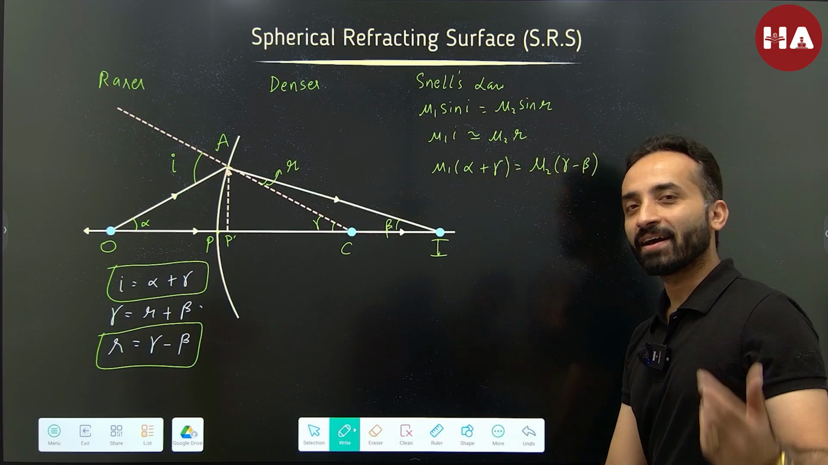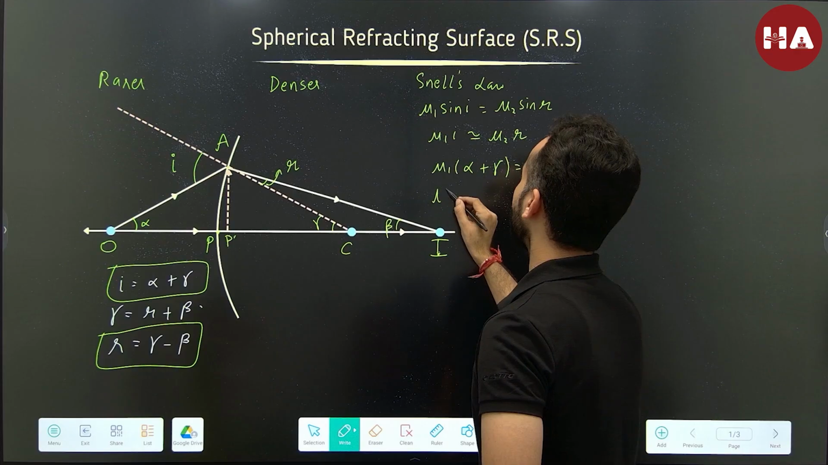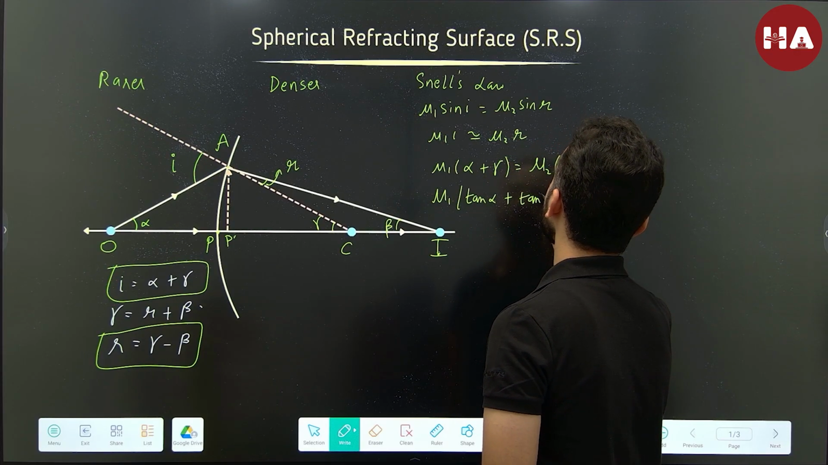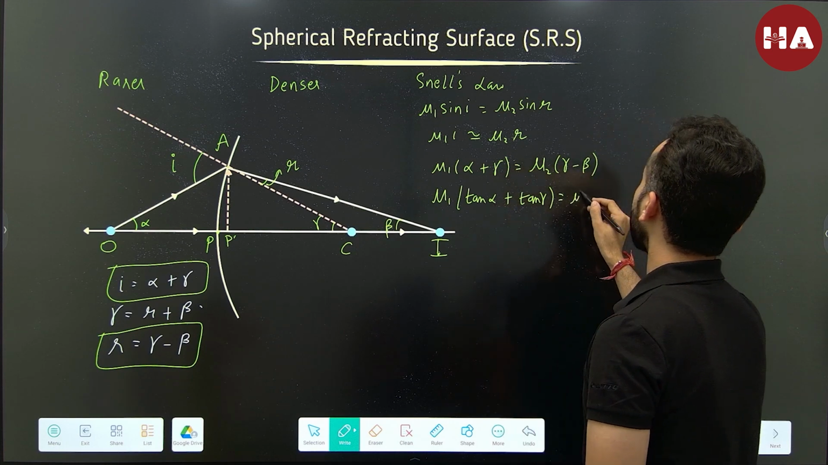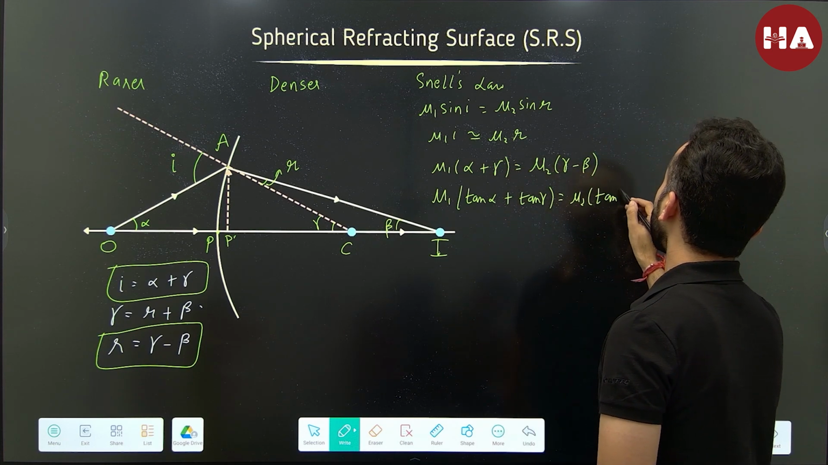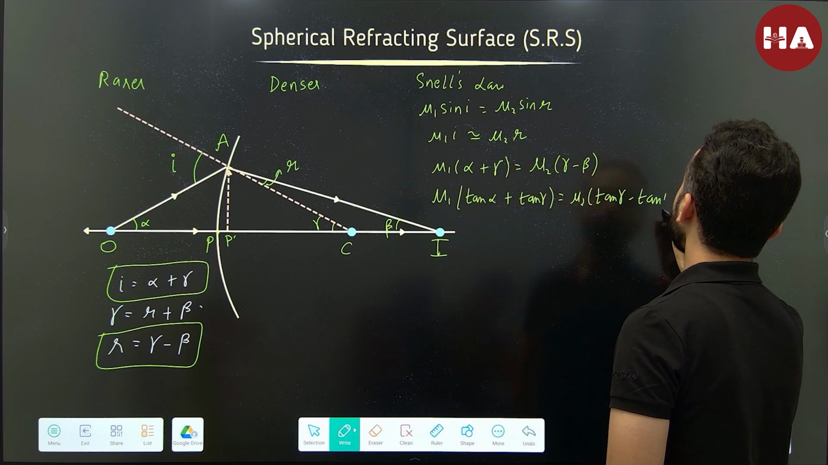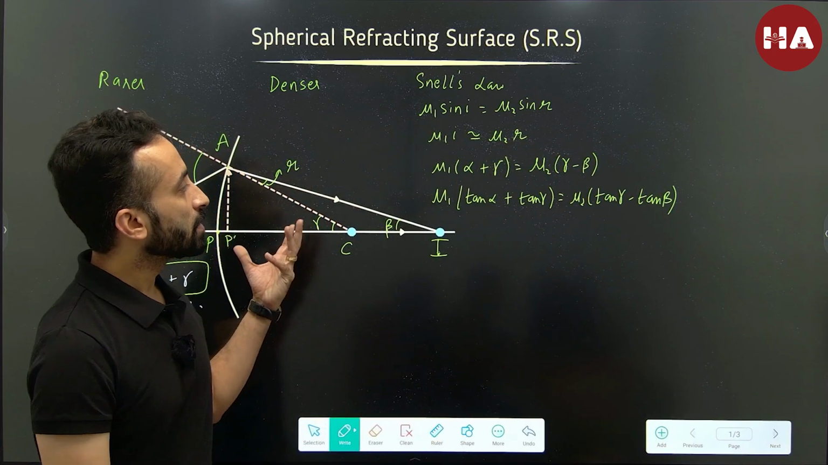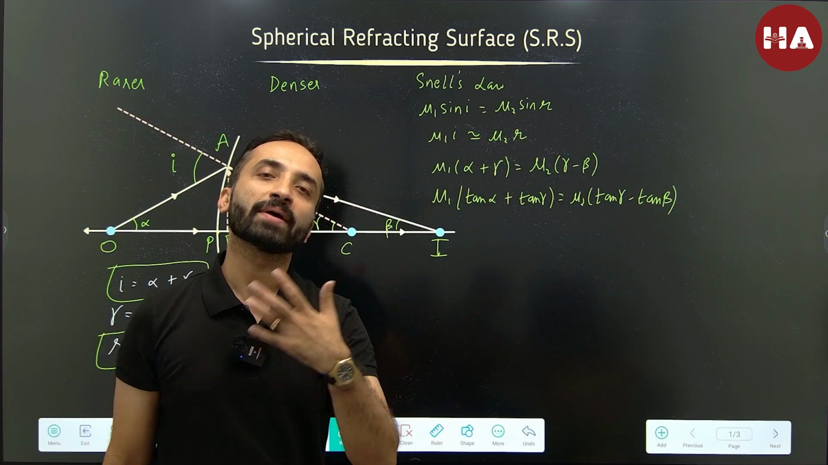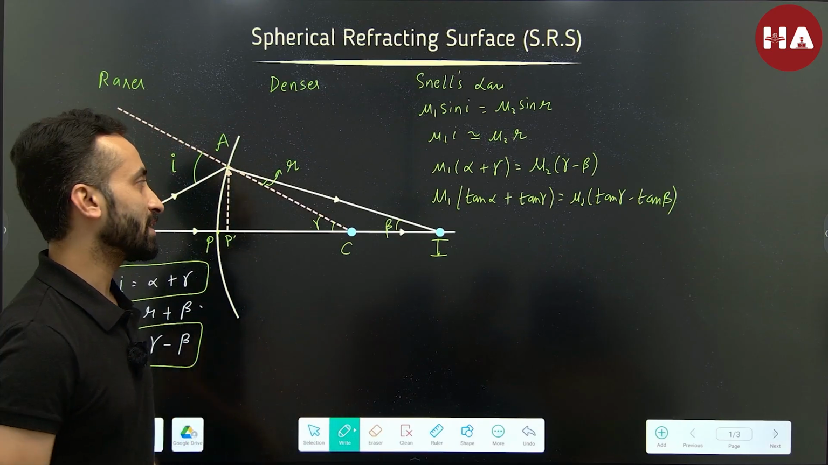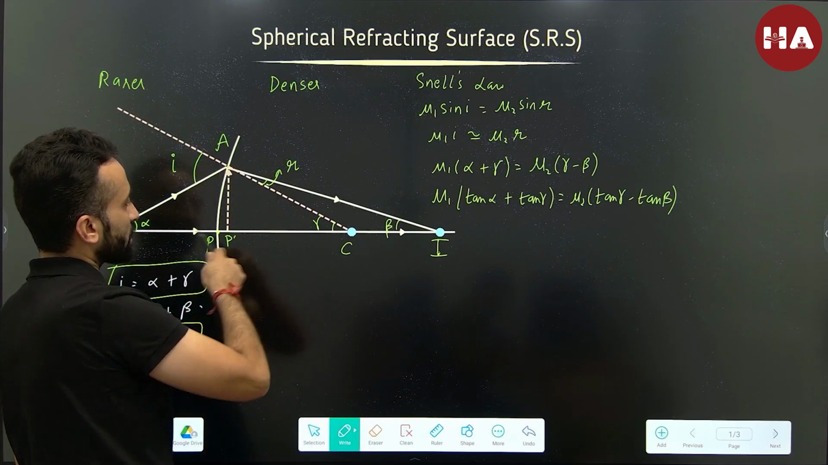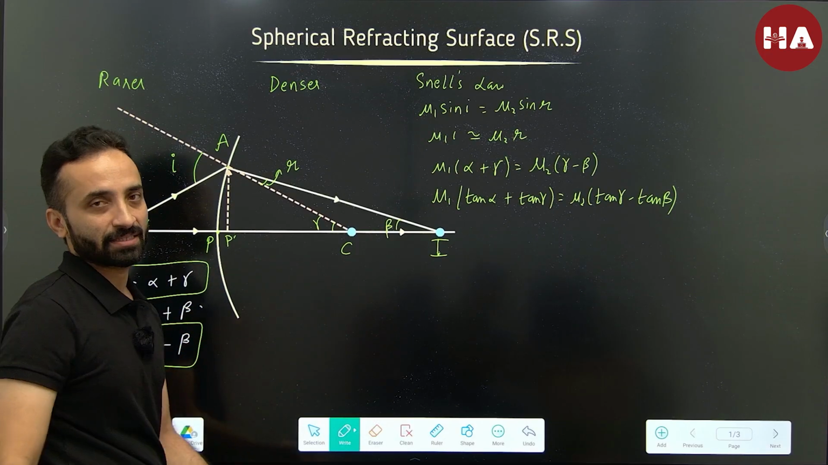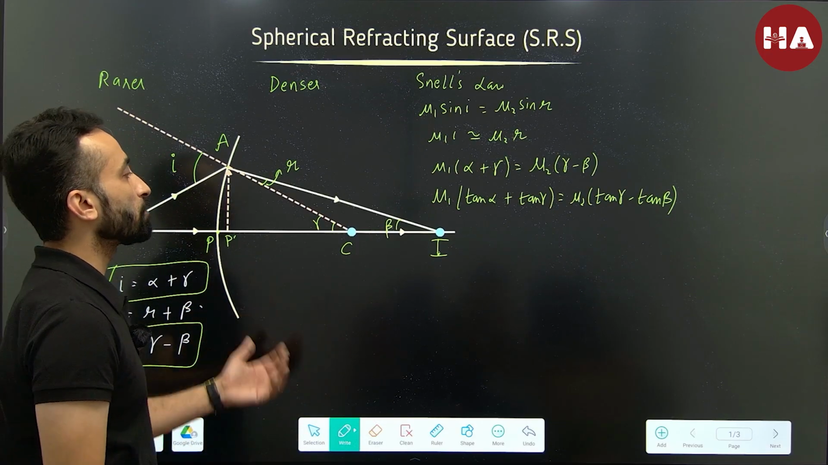All right. Then again, following the same logic, in the very next step, I will write this as tan alpha, tan gamma, then again tan gamma minus tan beta. So this is what I have done. I have replaced alpha by tan alpha, gamma by tan gamma. Why are we doing that? Because we want to relate perpendicular and the base, because when we relate the base, we are able to relate the distances of the object and image from the pole.